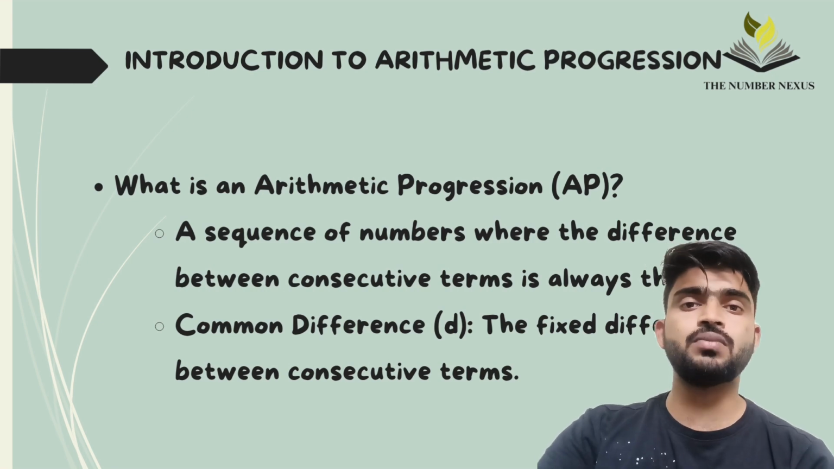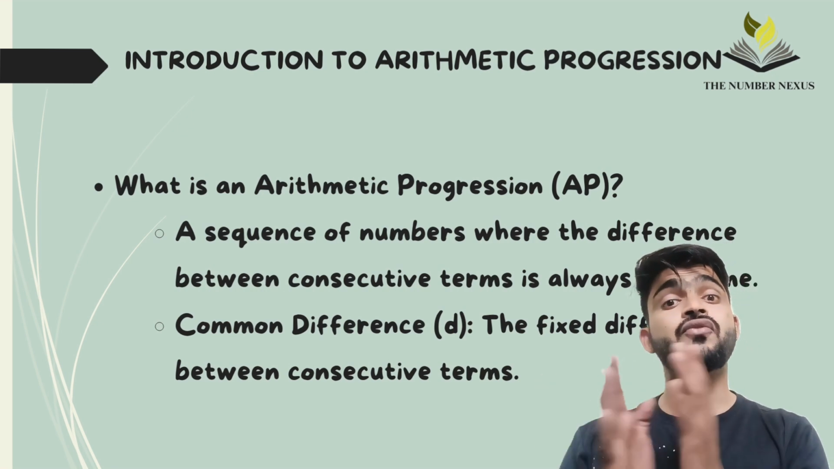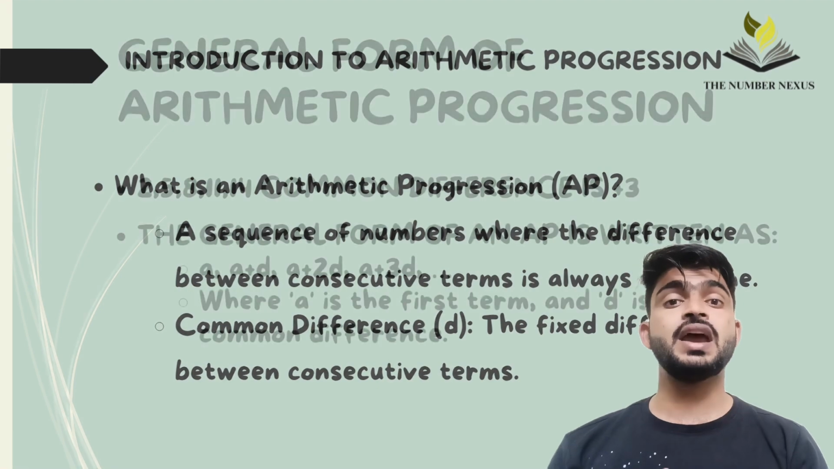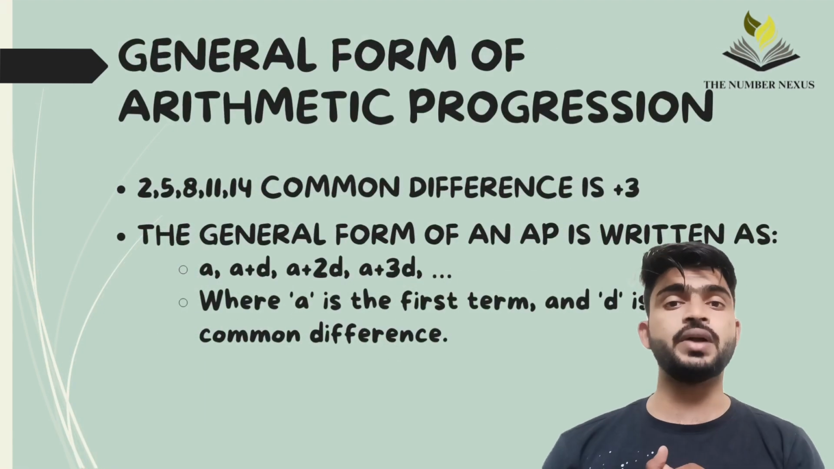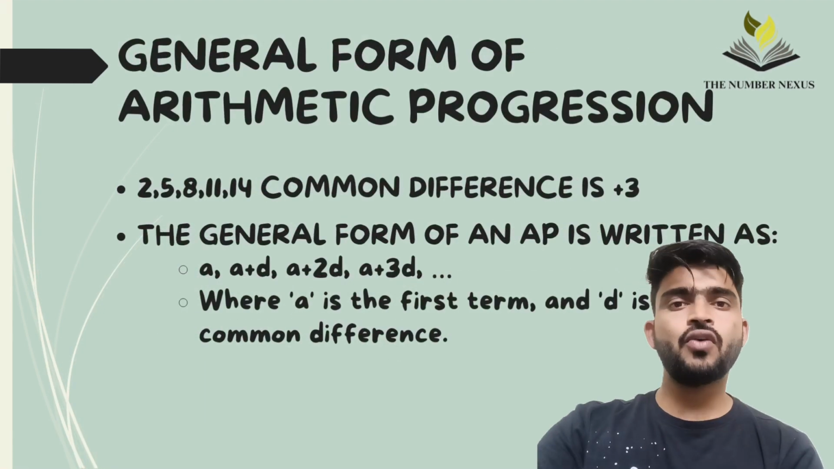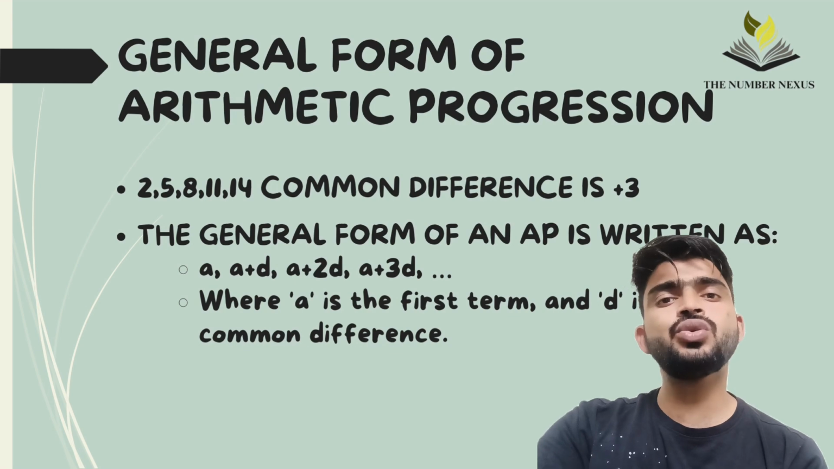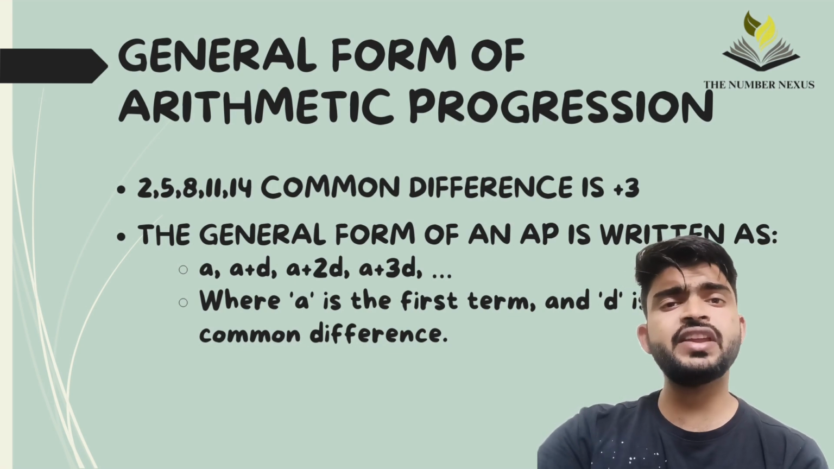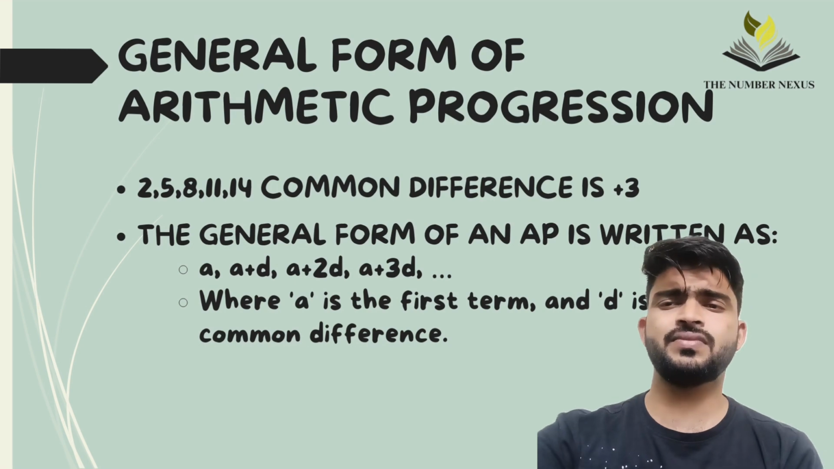It's a sequence of numbers in which the difference between every two consecutive terms is the same, and that difference we call the common difference. Simple. For example, in this sequence 2, 5, 8, 11, the common difference is 3. It's like just taking a step forward.